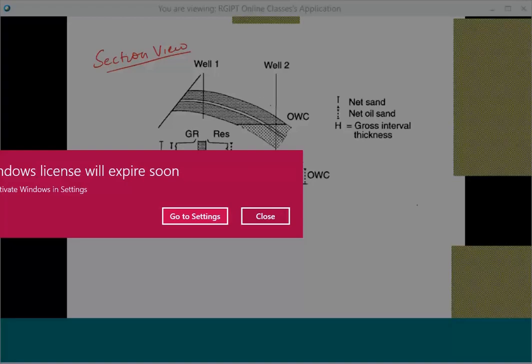And if you look at well 2, you have sand throughout, but only above this OWC, that is oil water contact, do you have hydrocarbon in it. So when you are calculating, you remember you are calculating hydrocarbon pore volume. This is most important. Hydrocarbon pore volume.